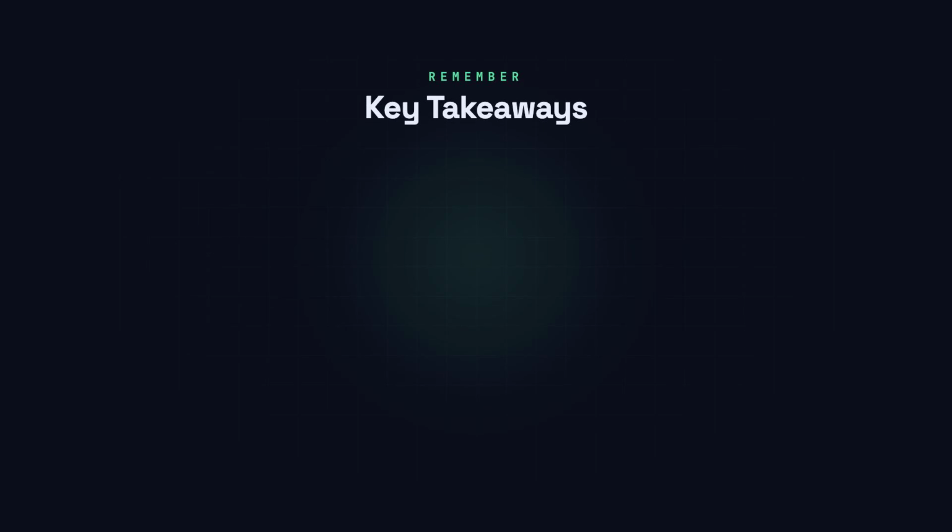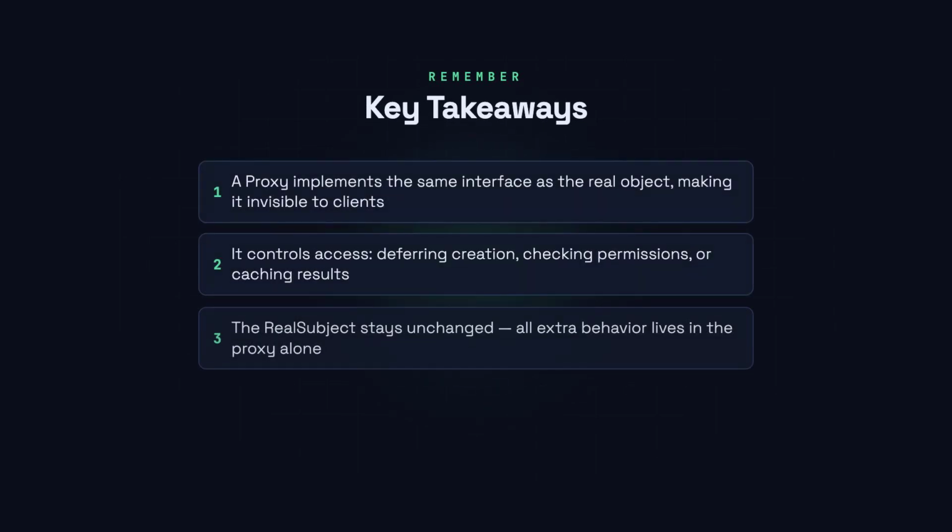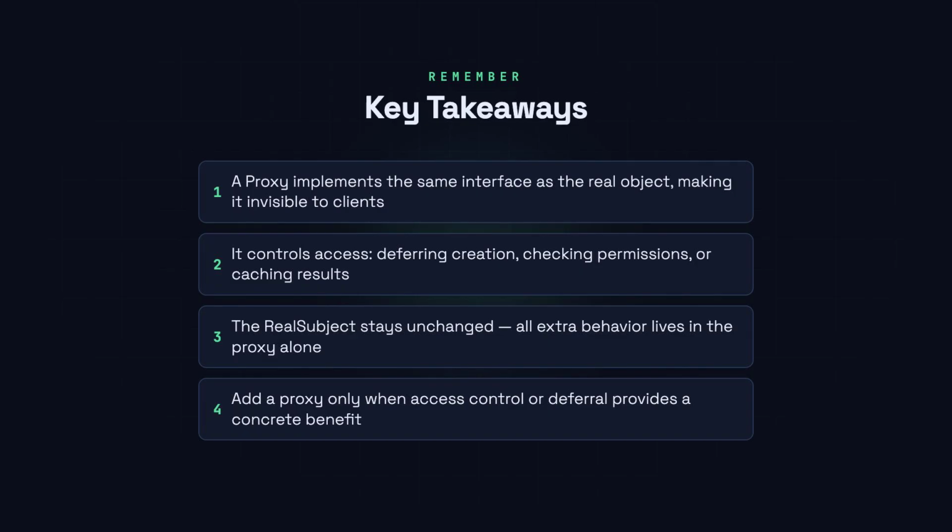To wrap up, a proxy is a stand-in object that shares the real object's interface, so clients never need to change. It sits in front of the real object and controls access, lazily creating it, enforcing permissions, or serving cached results. The real object stays clean and focused. Just remember, the pattern earns its place only when that layer of indirection is solving a real problem, otherwise you are adding complexity for its own sake.